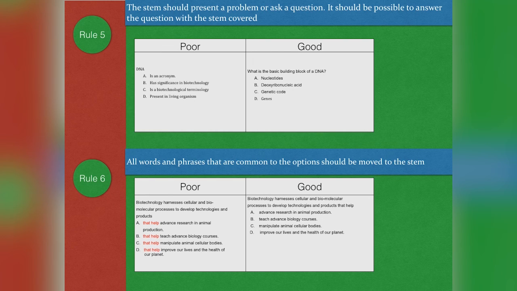Okay? Now, rule number 6: all words and phrases that are common to the option should be removed from the stem. Now, if you look at the poorly written one, that help, that help, that help.